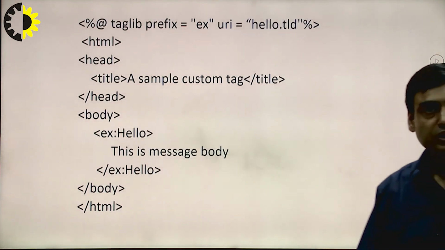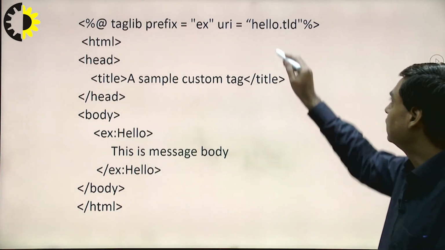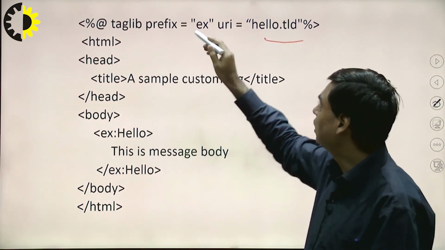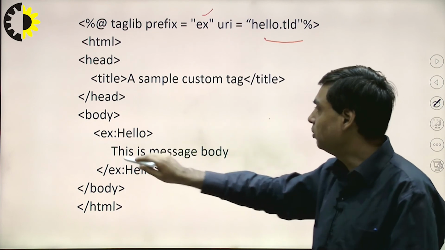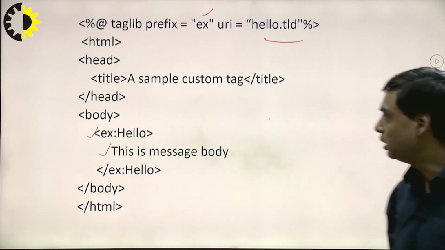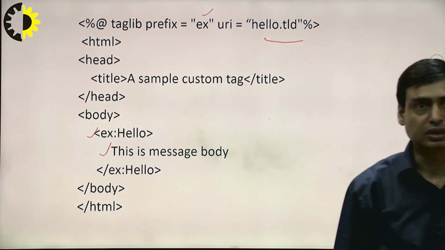Now we will use this TLD file hello.tld, and we can see the prefix is ex, and we have defined a tag hello, and some body content is given. The content of the body is: this is message body.